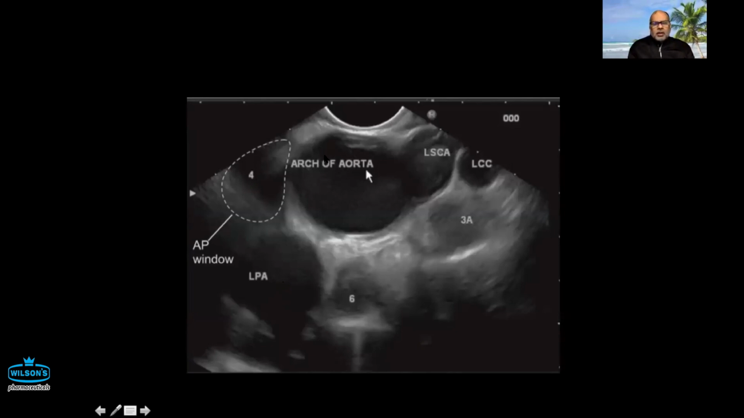This is the arch of the... This is a little higher up. This is not the subcarinal region. This is the arch of the aorta. This is the left subclavian artery.